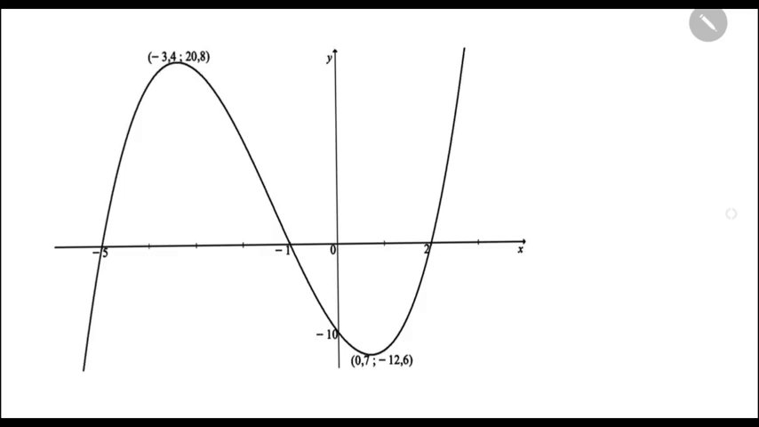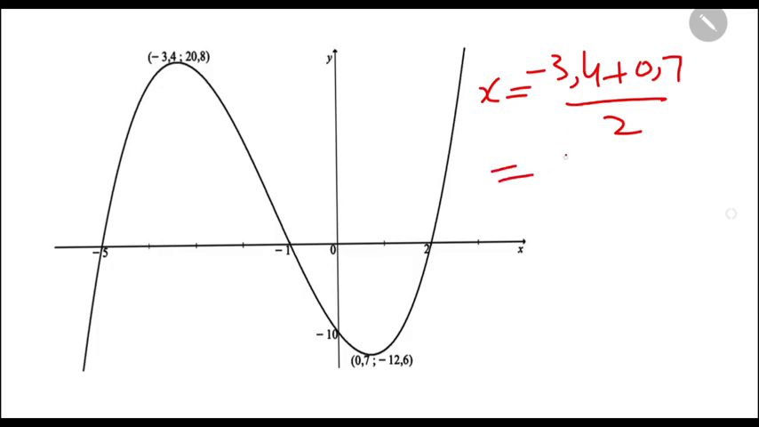So now we're looking at minimum gradient of tangent, so that will be on positive cubic graph, and this is a positive cubic graph, and that will be on point of inflection. So we need to find the point of inflection, and that will be our answer. So the point of inflection I'm going to find here, I'm going to use the midpoint of these two turning points. So the negative 3,4 plus 0,7 divided by 2. If I take the midpoint of these two turning points, that will be my point of inflection.